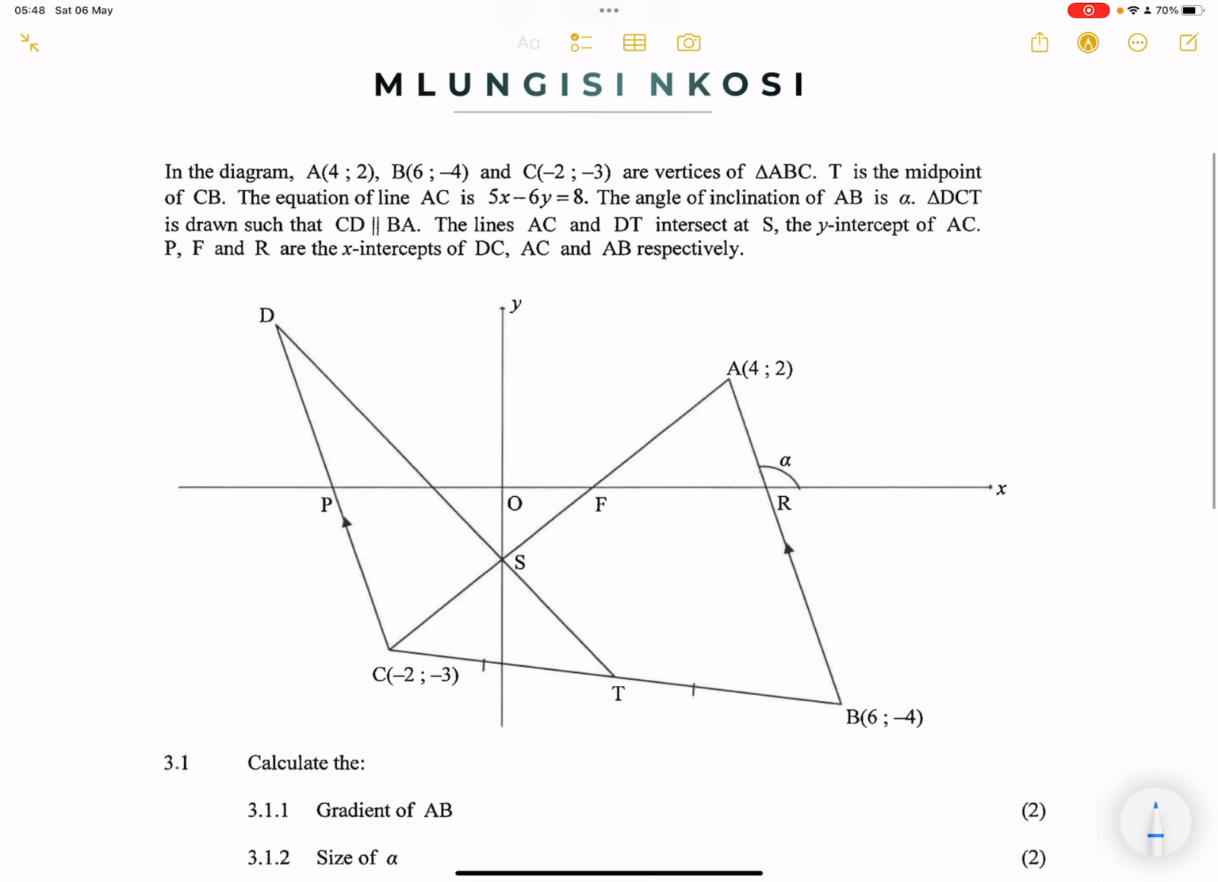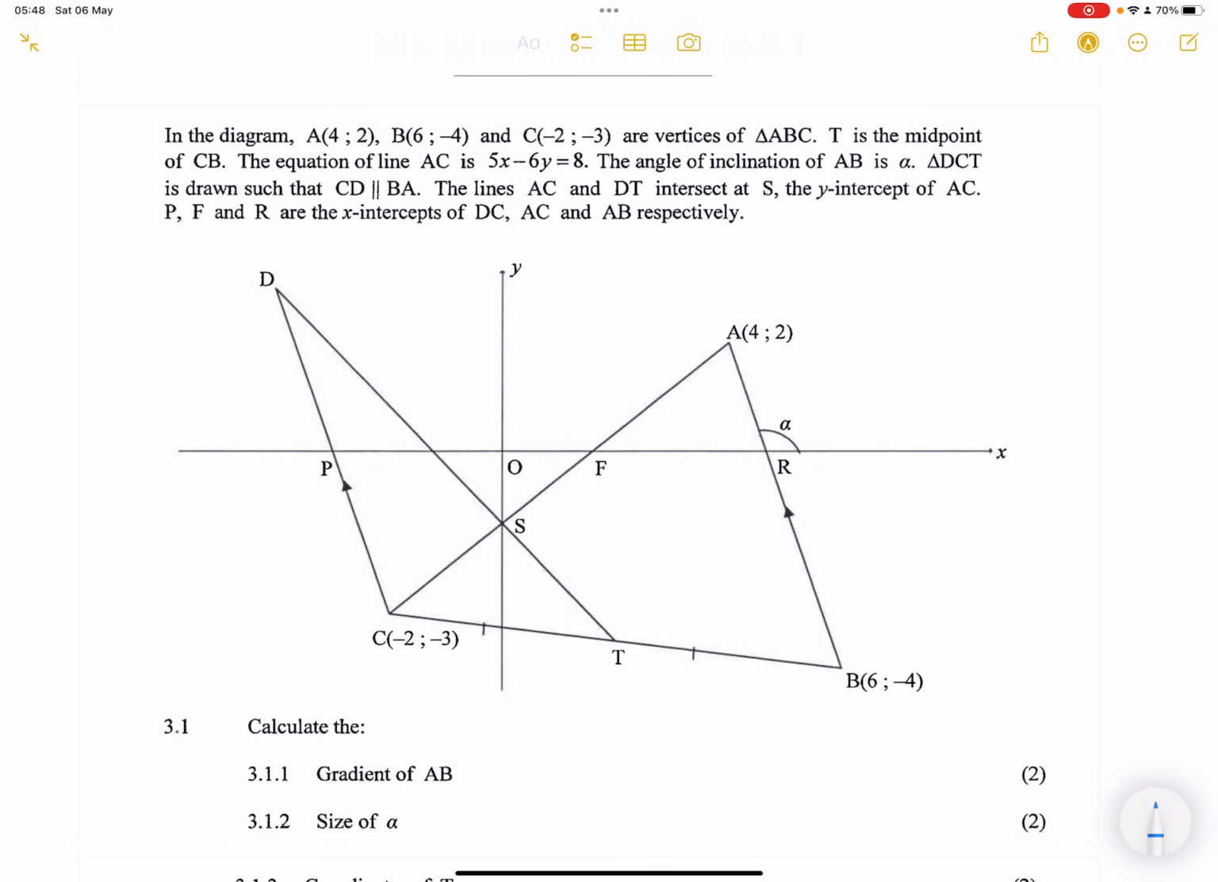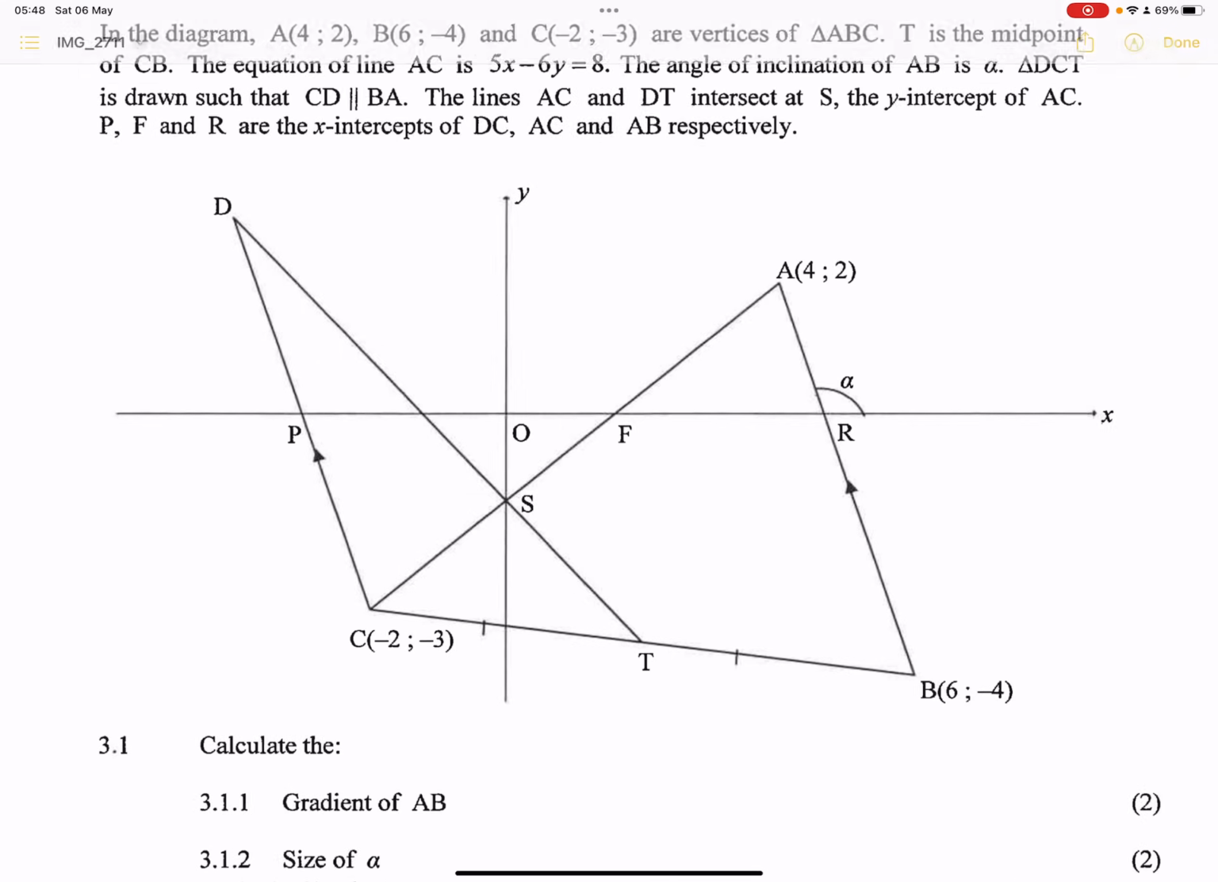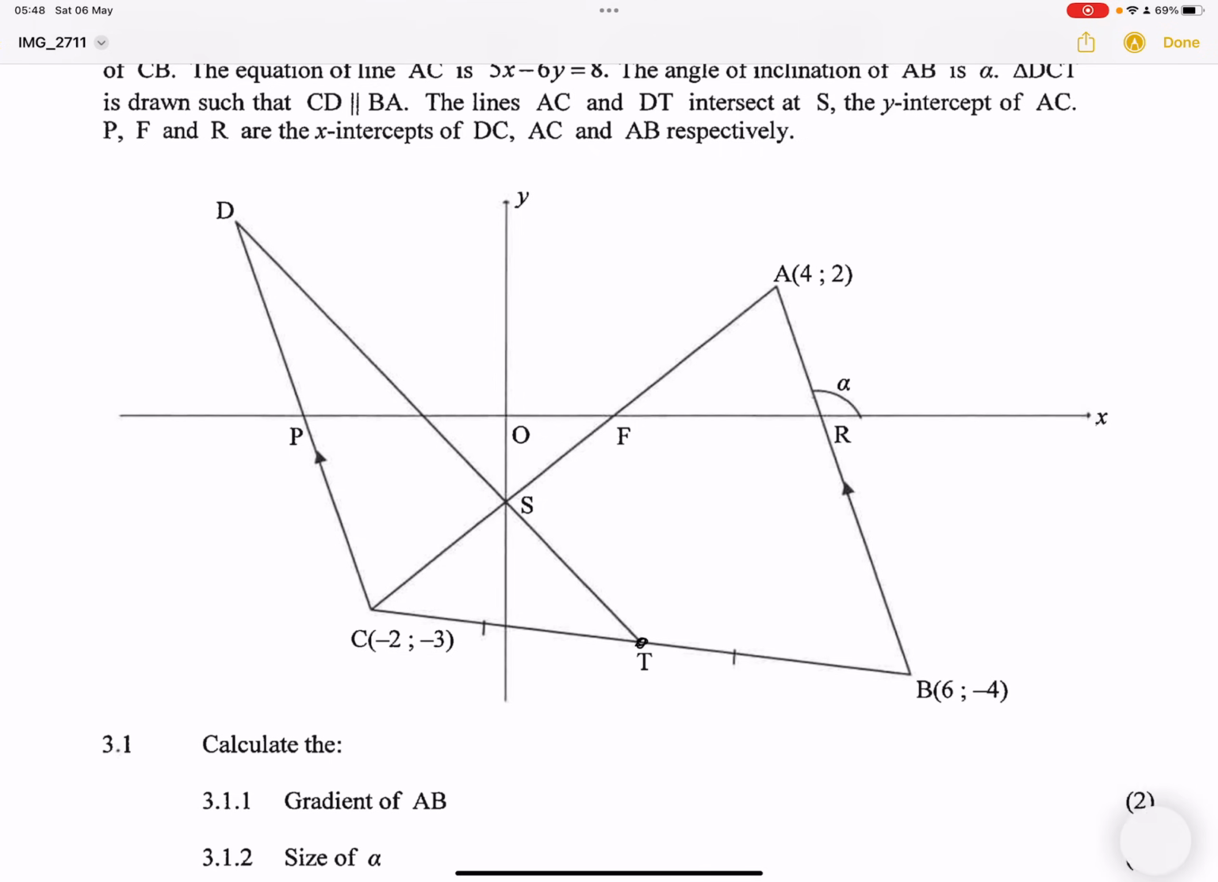Right, so they say to us in this diagram, we've got A, which is (4, 2), B, which is (6, -4), and C, which is (-2, -3), which are vertices of a triangle ABC. Right, I think we can all see that there. And they say T is the midpoint of CB. Now that's very important, right? So we need to note that, so we know that's the midpoint over there.